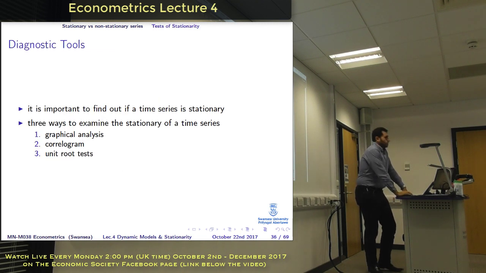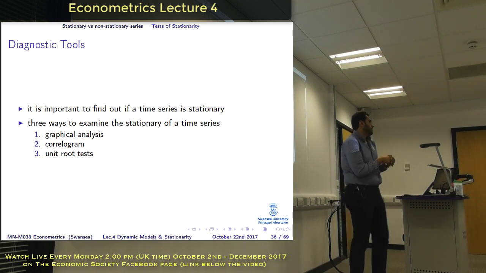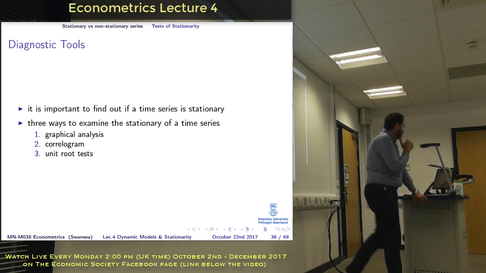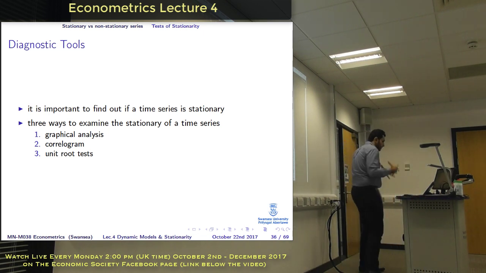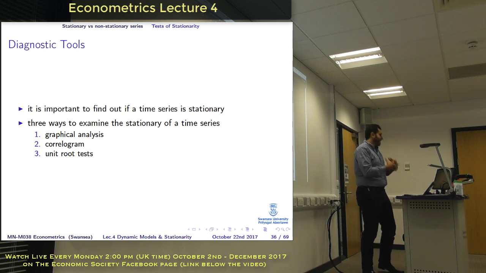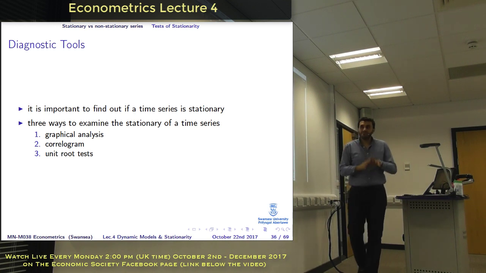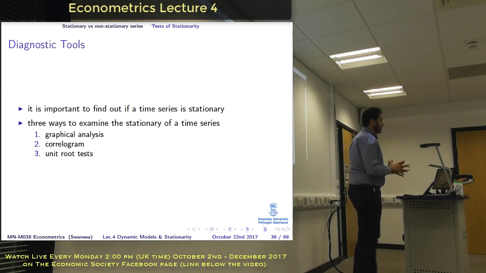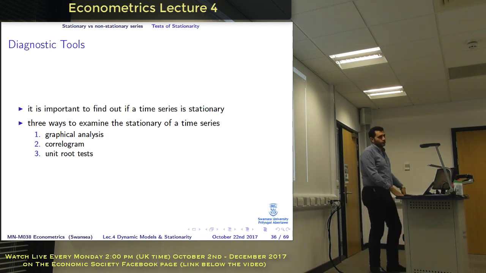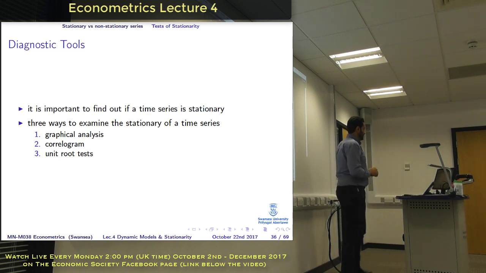So how would we know whether we have a stationary or non-stationary time series? There are different ways to do that. First of all, you need to graph your data. You need to plot a graph of your data and look at how it looks. This is very important, by the way. Before you jump in and do any econometrics, just look at your data and understand your data first. This is something we raised in the first lecture as well.